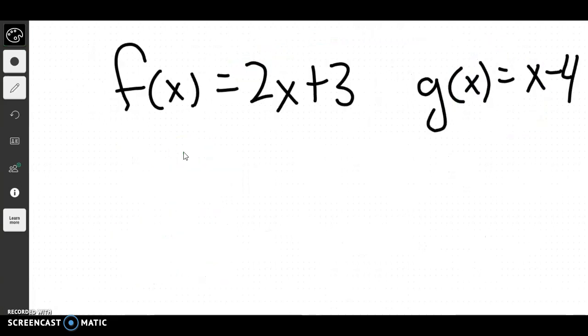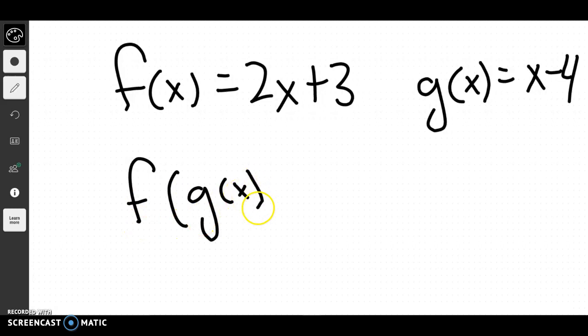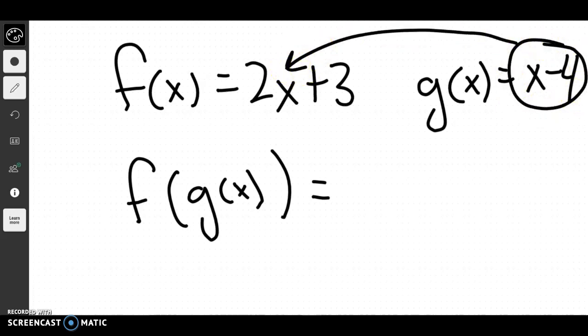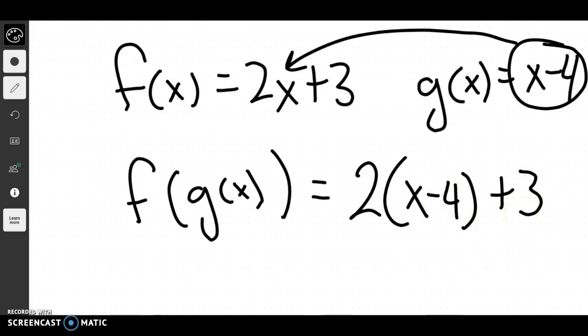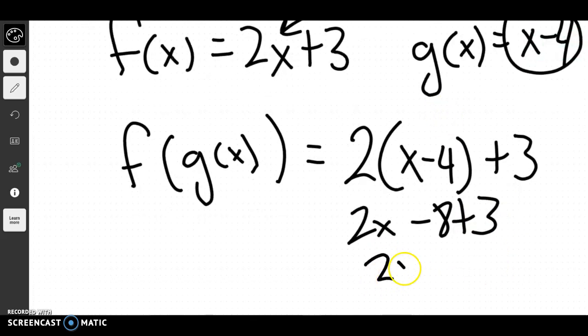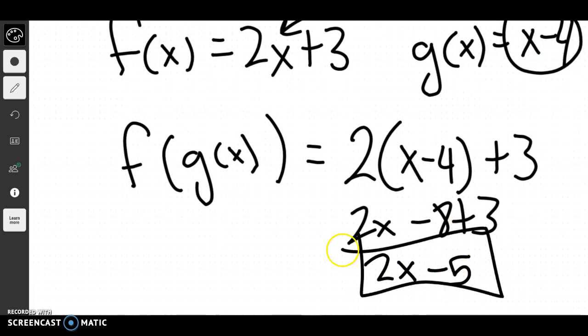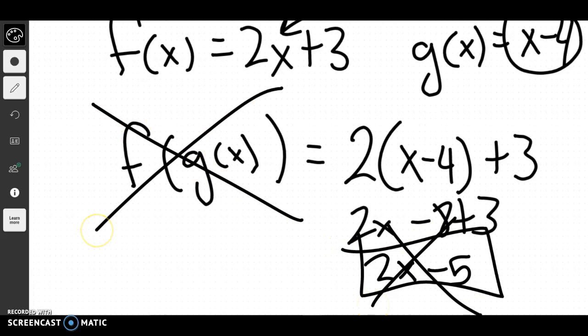Let's see one where they don't cancel. Now if you look at these things, they do not look like inverses. They don't look like opposites of each other. So they probably are not, but we can still check and see what would happen. So we have f of g of x, and again we're hoping to get x, but we might not, and we probably will not this time. We'll take this and plug it in right there. That's going to give me 2 times (x minus 4) plus 3. That's going to give me 2x minus 8 plus 3, which would give me 2x minus 5. And that is not x, so these are not inverses of each other.